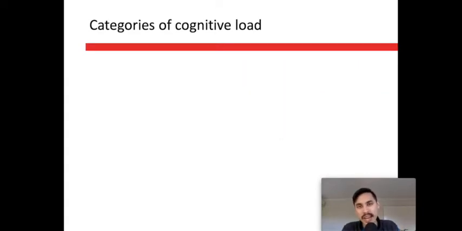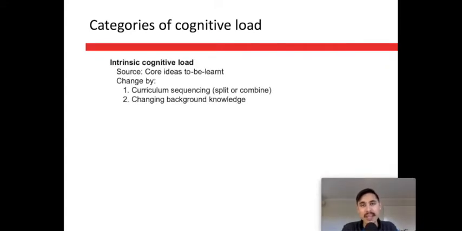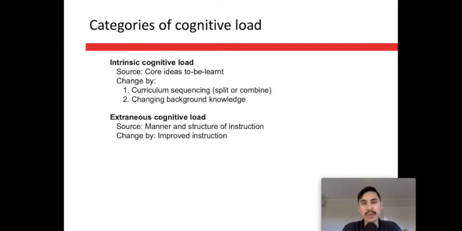In simple and non-academic terms, intrinsic load is as follows. Intrinsic load comes from the core to-be-learned information, and we can modify intrinsic load by looking at curriculum sequencing and changing background knowledge. So that's the idea of intrinsic load. Anything that we want students to learn or that's crucial for them to learn is and can be considered as intrinsic. The next idea is the idea of extraneous cognitive load.